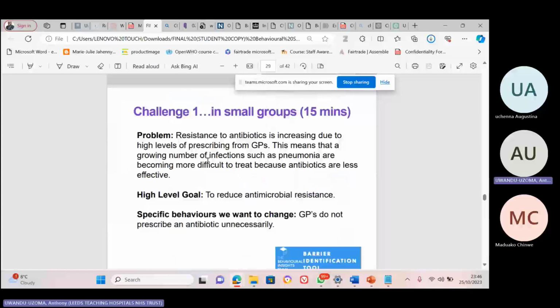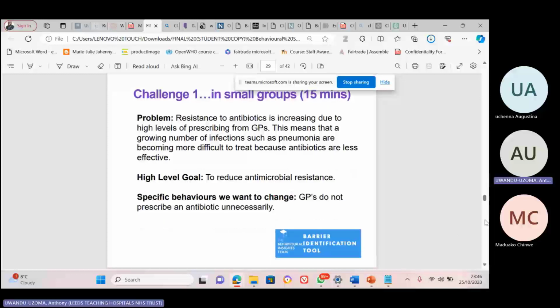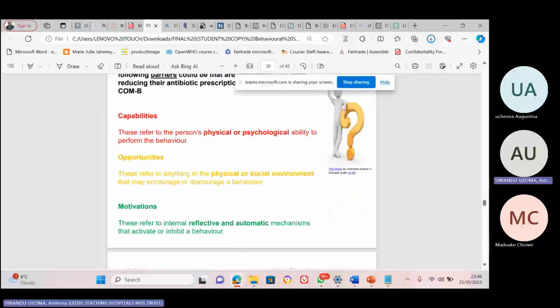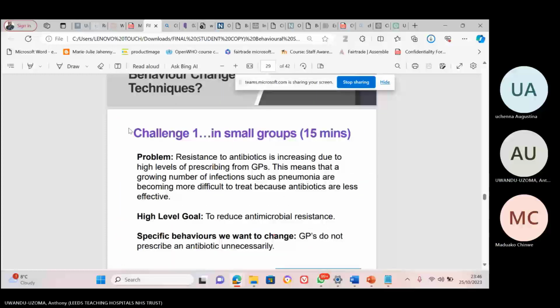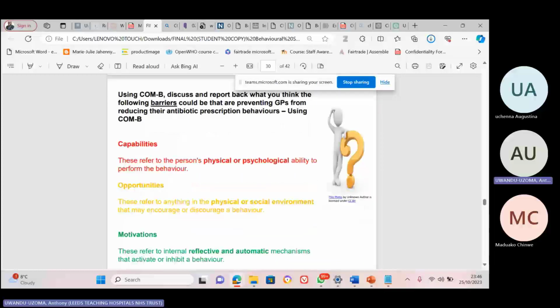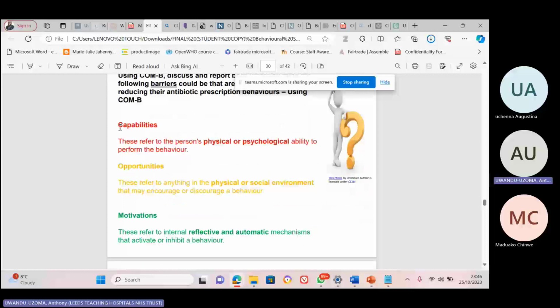Behavior change technique. Okay, let me see what this one is. You did all these small activities now in the class. In your exam, they might ask you something like that. They might just paraphrase it. So that means before you change the behavior, you need to identify three things, right?